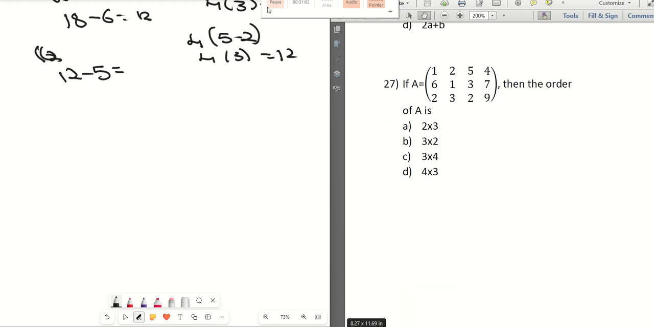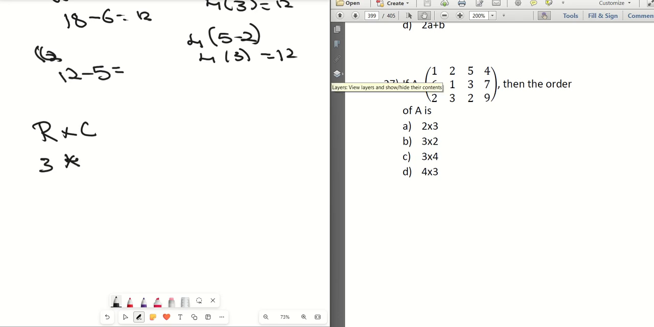All right, number 27 is a matrices question. They told you what is the order. Order is always number of rows multiplied by columns. Rows are the horizontal and columns are your vertical. So how many horizontals do I have? 1, 2, 3. That's 3. And how many verticals do I have? 4. So it's a 3 by 4 matrix, which is C. Answer for number 27 is C.